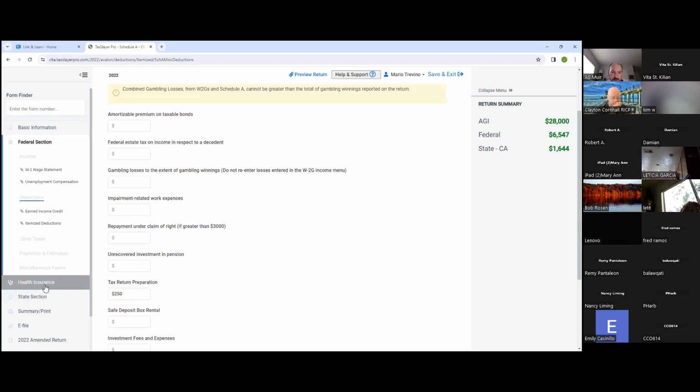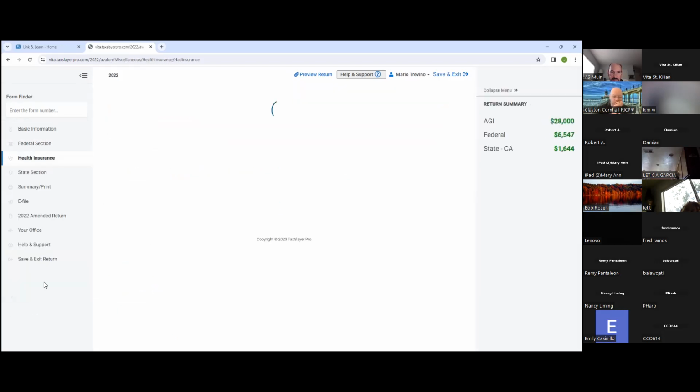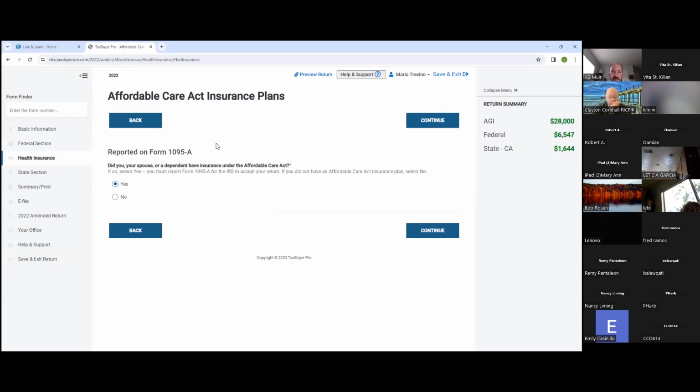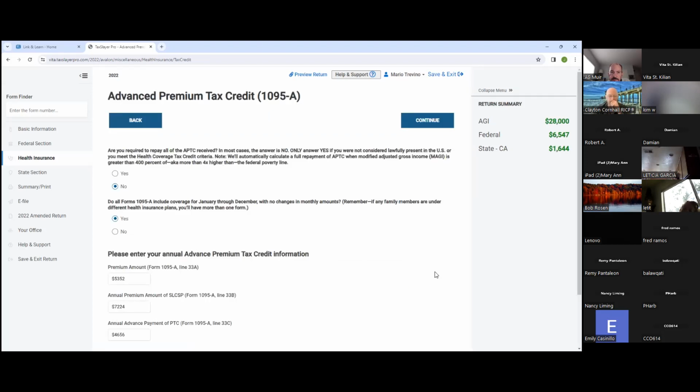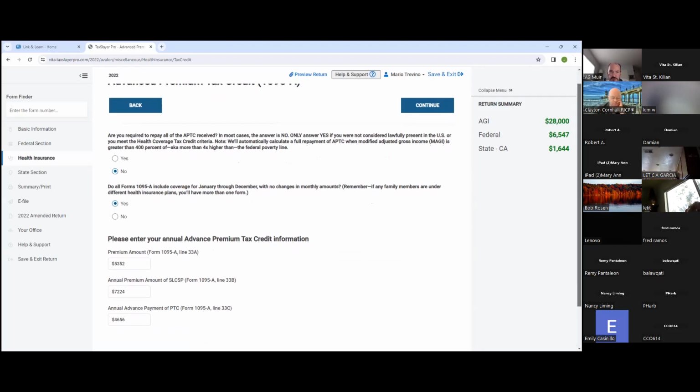And then as far as the health insurance, that tab, this is where you would enter data regarding the 1095-A, as an Alpha. And I've indicated, yes, they're in Covered California. So we go ahead and open that up. This is what is called the tax family: mom, dad, and the young child. And then these are the questions that are asked, and they're probably going to be very similar in 2023. It talks about the advanced premium tax credit, and it says, are you required to repay? And the answer is generally no.